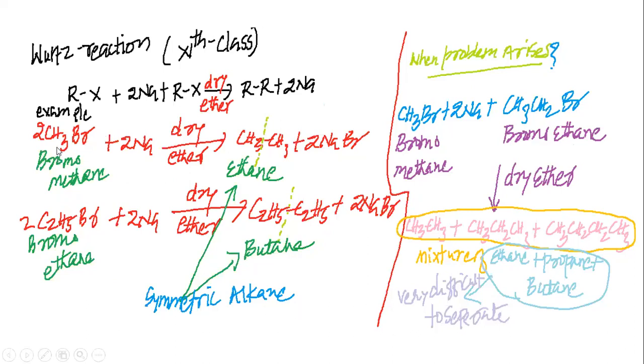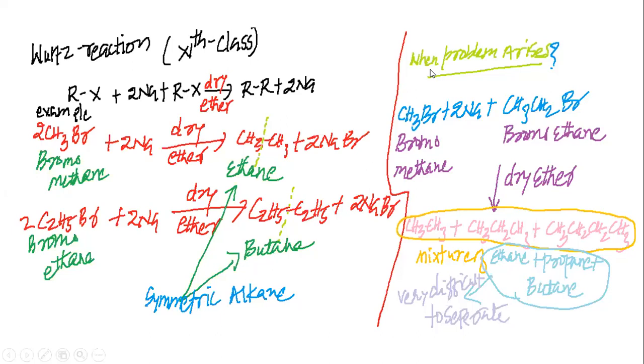Let us understand the same with an example. If you have bromomethane, 2CH3Br plus 2Na in the presence of dry ether, it gives us ethane and 2NaBr. If we have bromoethane and 2 sodium metal in the presence of dry ether, it will give us butane and 2NaBr. When you look at these examples of the Wurtz reaction, you can see that the products formed are symmetric alkanes. So butane and ethane prepared by the Wurtz reaction are symmetric alkanes.